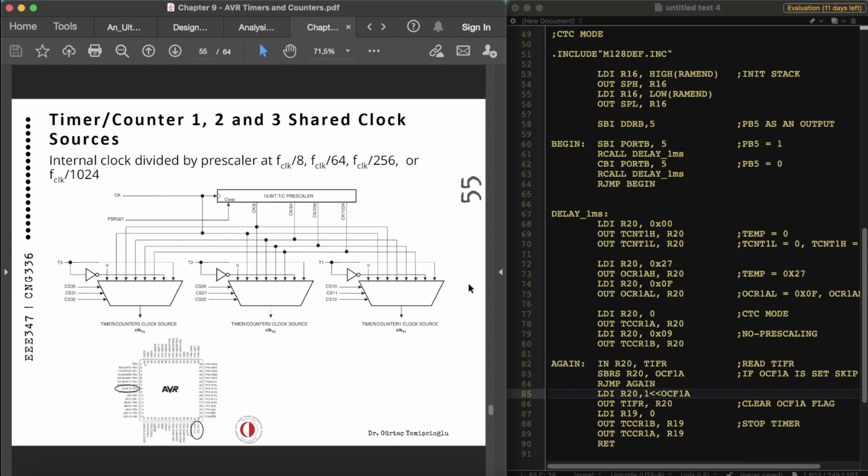So timers 1, 2, and 3 are sharing the clock resources. Only timer 0 does not have any external clock. They are just using similar prescalers, as you can see from the clock select. And each of them has their own outputs with the 10-bit prescaler, so 8, 64, 256, and 1024, in order to have clock division based on the delay that we require. And we'll do an example to see how we can do these calculations in order to select the prescaler that we are looking for.